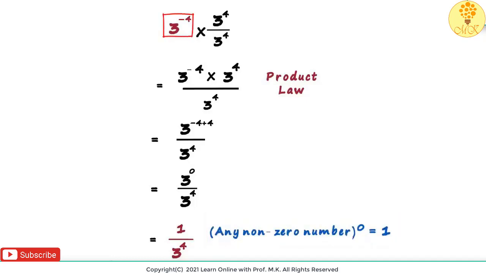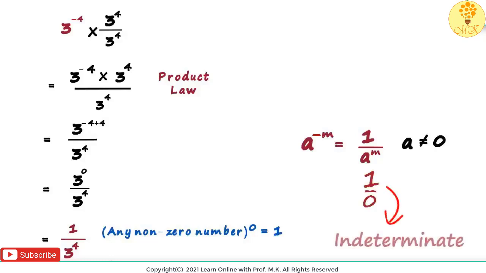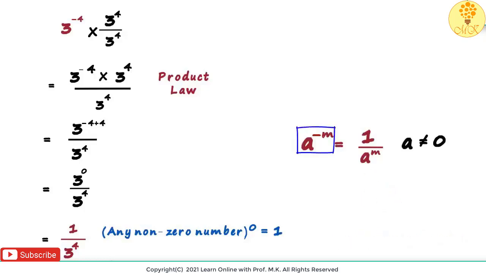This was our original number, 3 raised to minus 4. And we got the answer as 1 divided by 3 raised to 4. So all we did is change the sign of the exponent and write it under 1. So we can generalize it as a raised to minus m equals 1 divided by a raised to m, where a is not equal to 0. Because if a is equal to 0, then we would have 0 in the denominator, which would make it indeterminate. This term is read as a raised to negative power m.